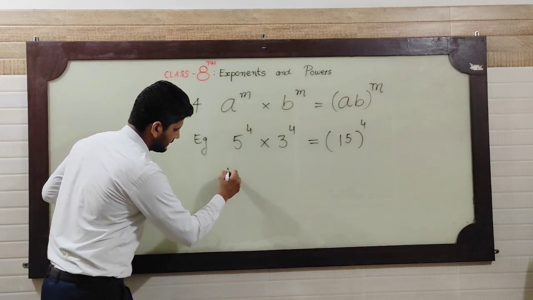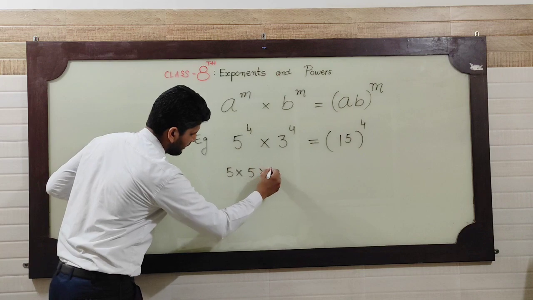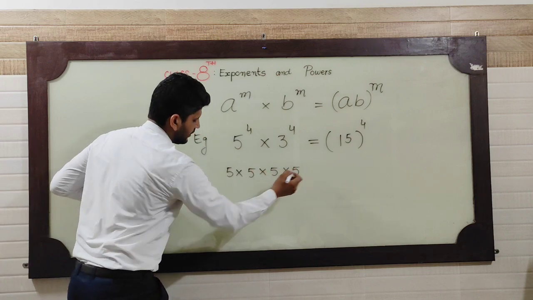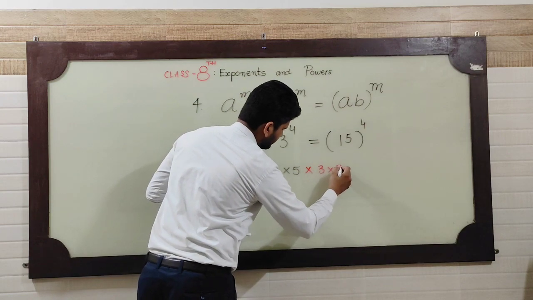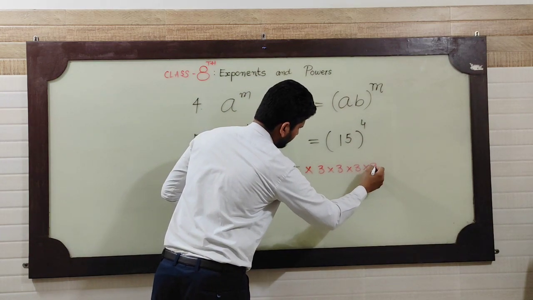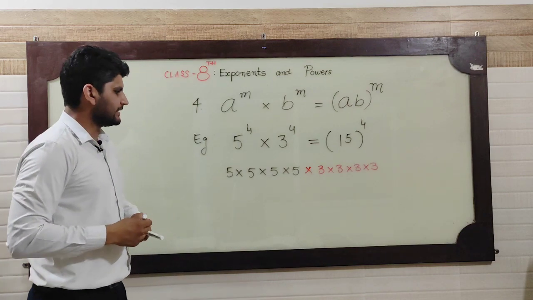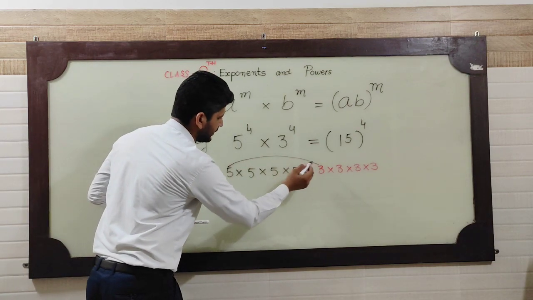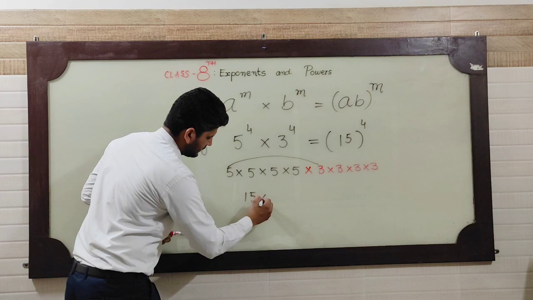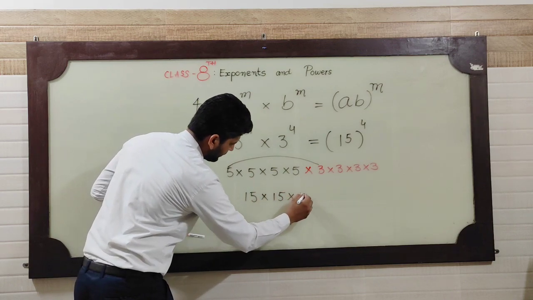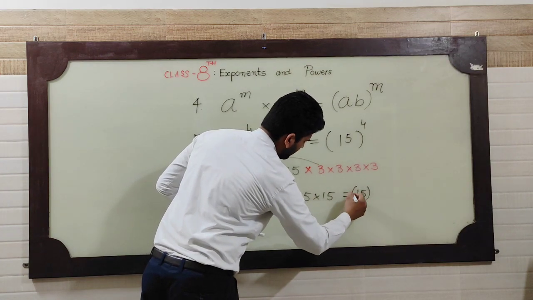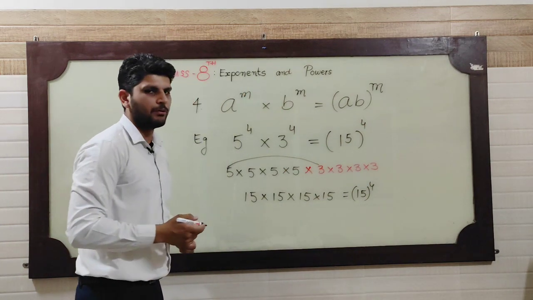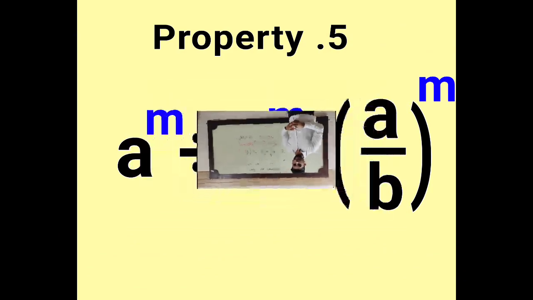So we can verify this also: 5 into 5 into 5 into 5, into 3 into 3 into 3 into 3, 4 times, right? So we can simply multiply this 5 with this 3, then it can be 15. By doing the same way, 15 into 15 into 15 into 15, we can simply write it 15 power 4, same as we wrote with the property. So this is a very important property.